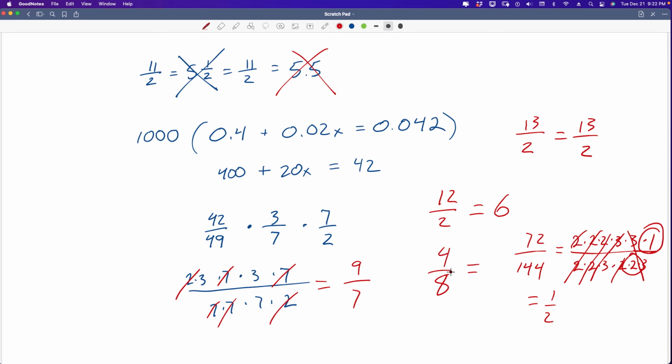But if it's obvious, it's 4 over 8, you know, okay, 8 is 2 times 4. That's 1 times 4, 1 over 2.